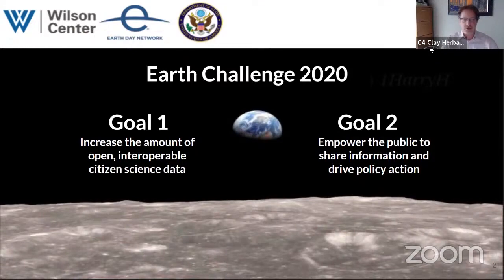When we were building the Earth Challenge, we really had two goals, and I'll be focusing on goal one today, but it was to increase the amount of open interoperable citizen science data, and then also make sure that it was publicly available and that we could drive policy action based off of people interacting with citizen science data in a way that spurred them to do more.